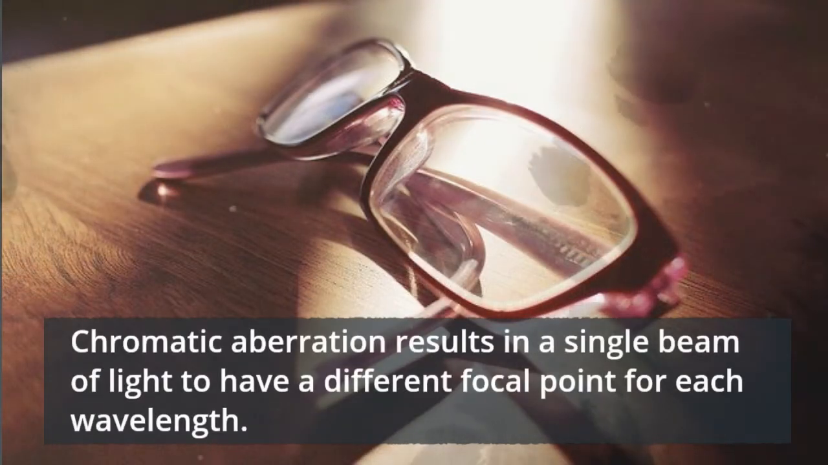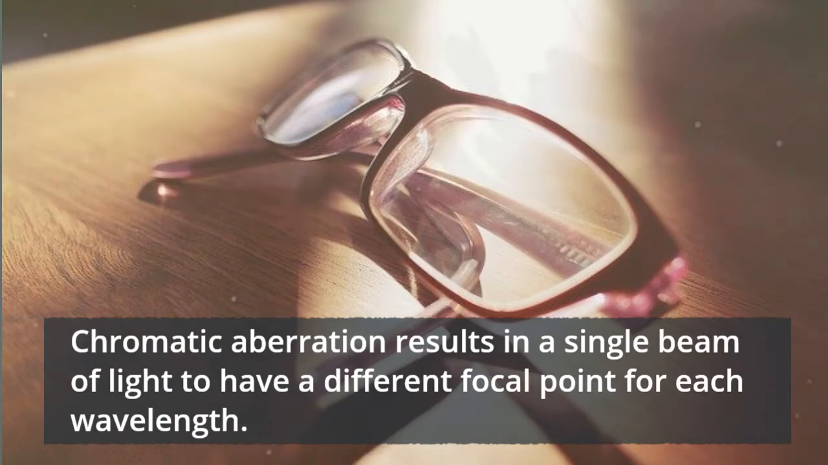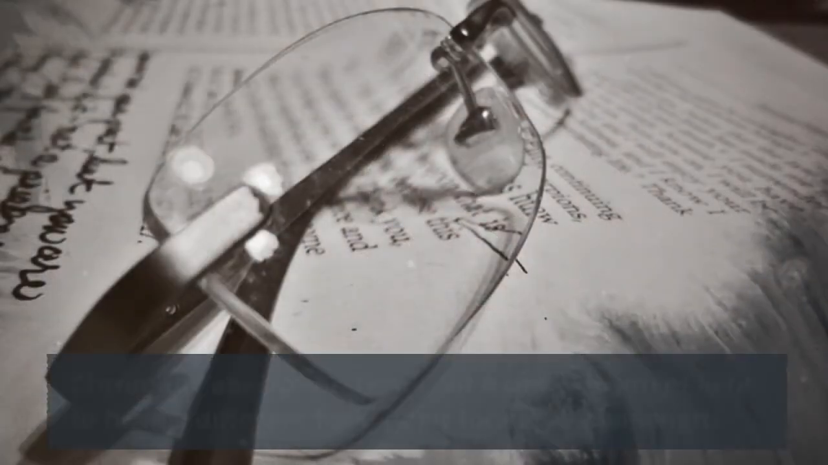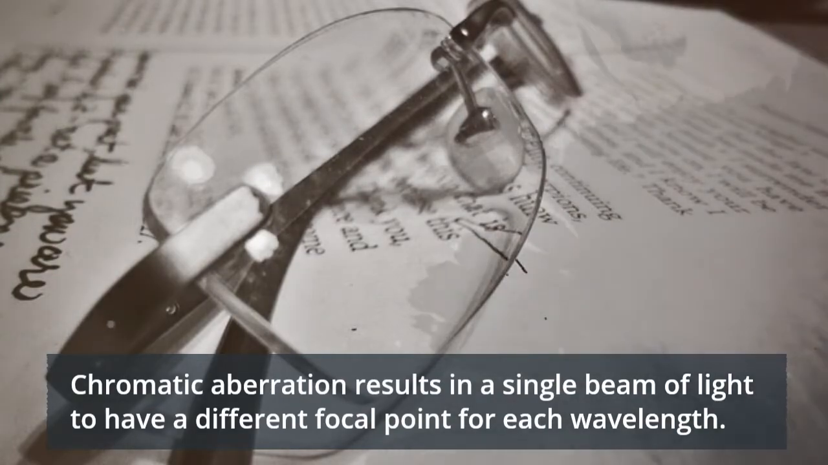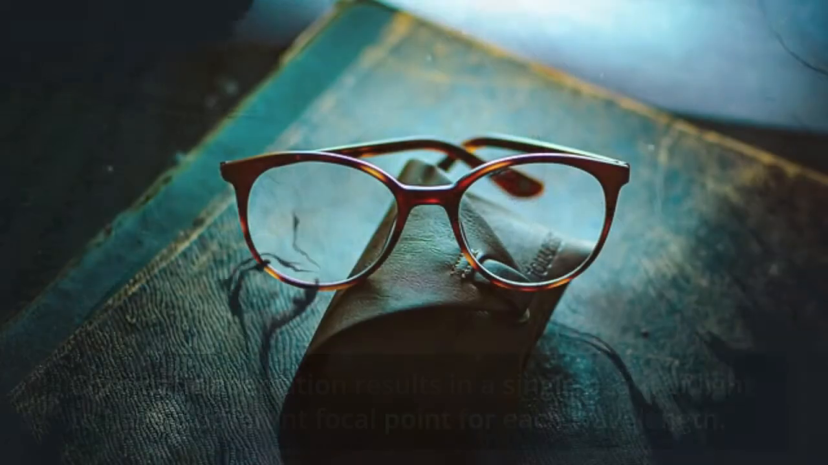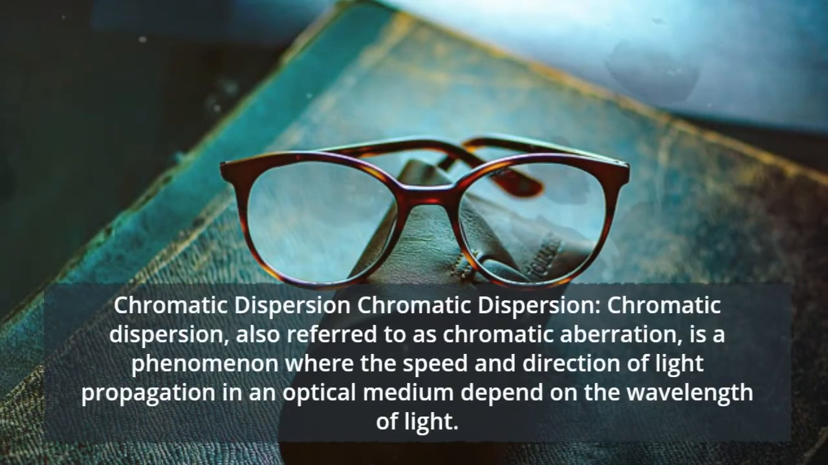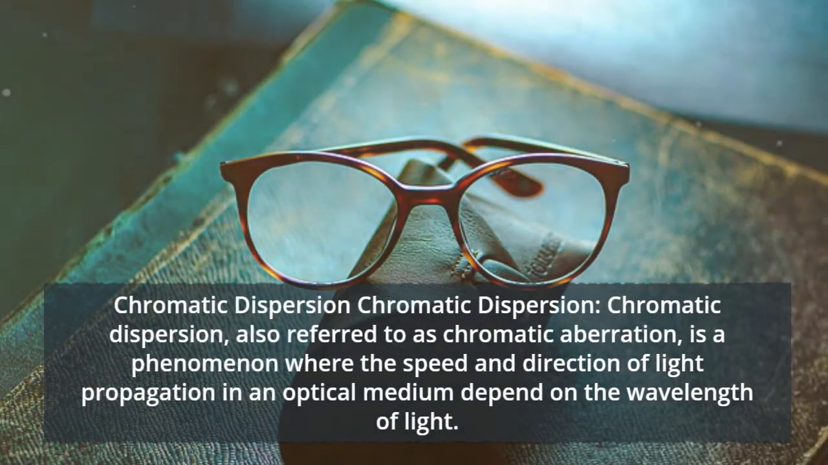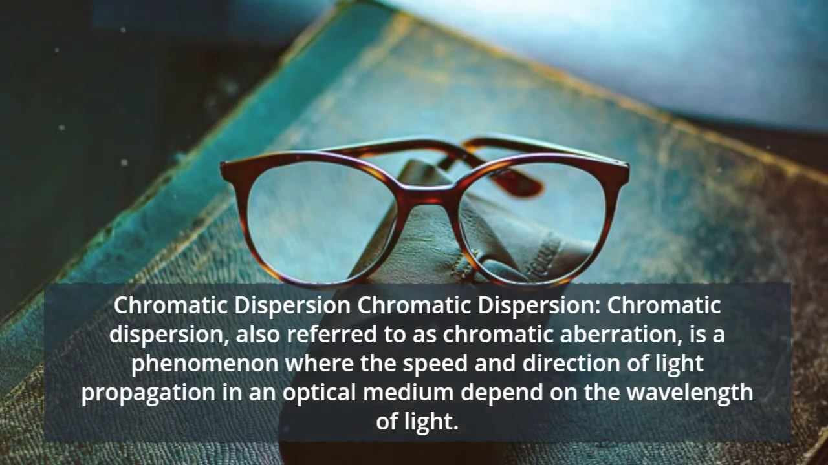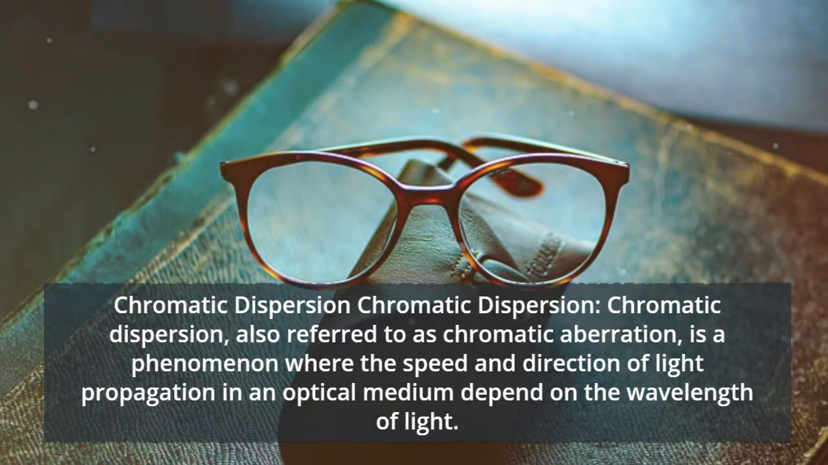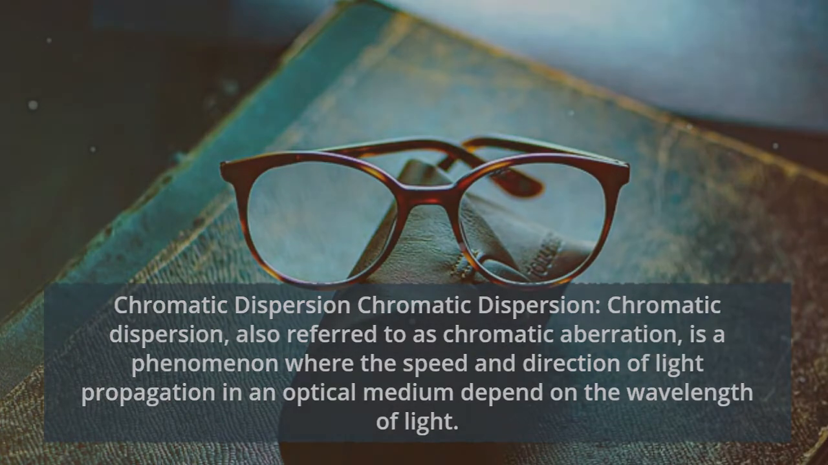Chromatic aberration results in a single beam of light having a different focal point for each wavelength. Chromatic dispersion, also referred to as chromatic aberration, is a phenomenon where the speed and direction of light propagation in an optical medium depend on the wavelength of light.